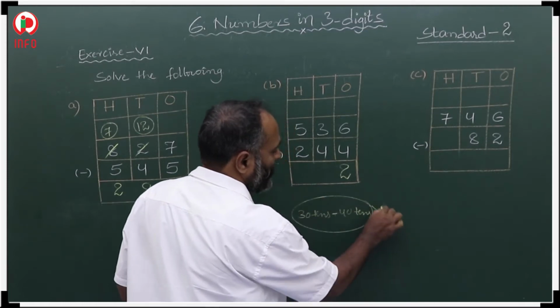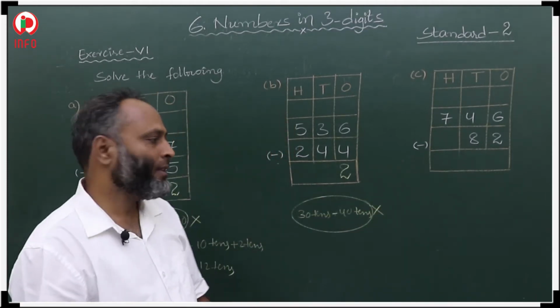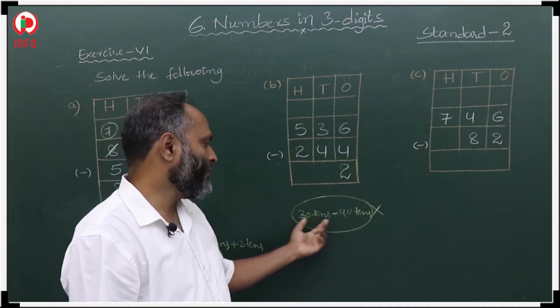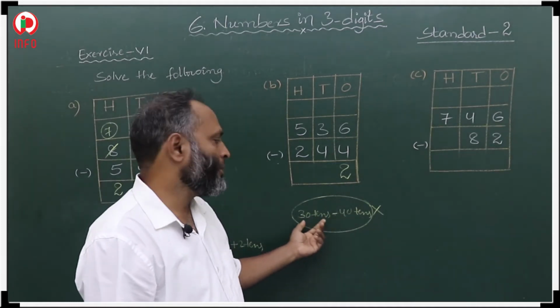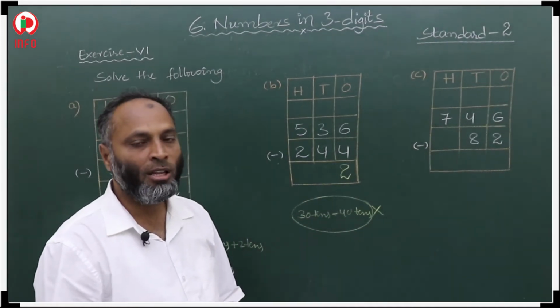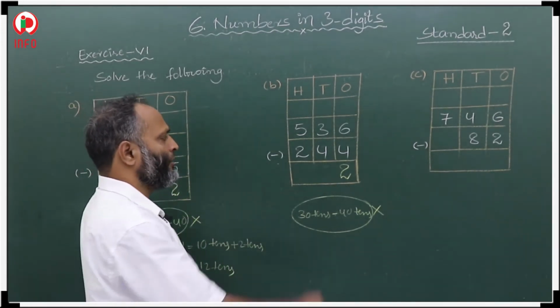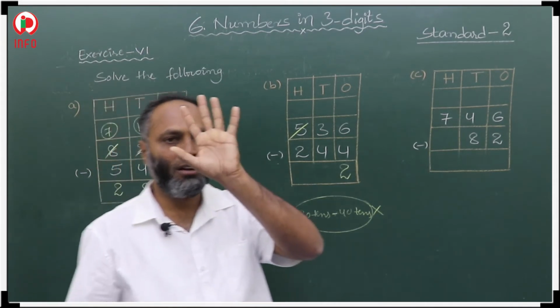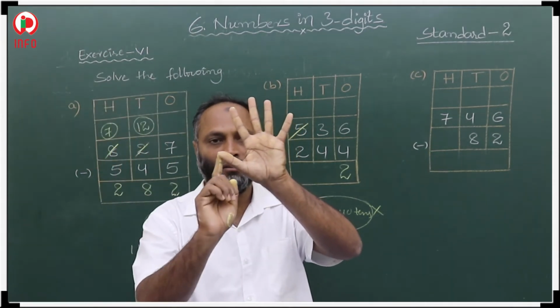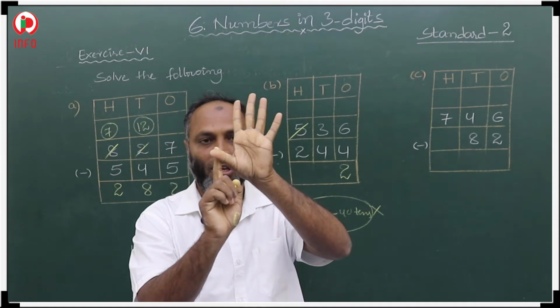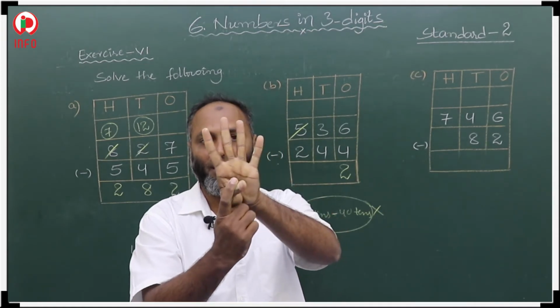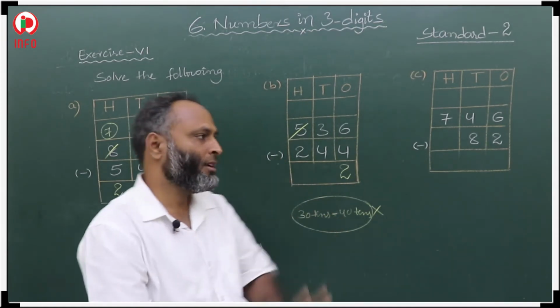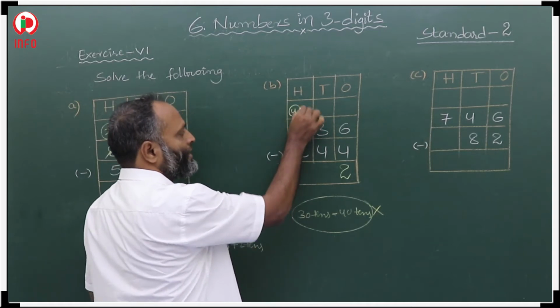30 minus 40 is not possible. Why? 30 is a smaller value, 40 is a bigger value. Smaller minus bigger is not possible. Then what to do? So we have to borrow from here. Total 5 hundreds are there. So we are borrowing 100. If you take 100, then 4 hundreds are left.